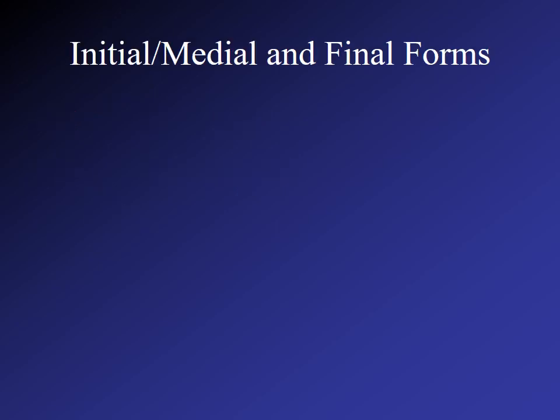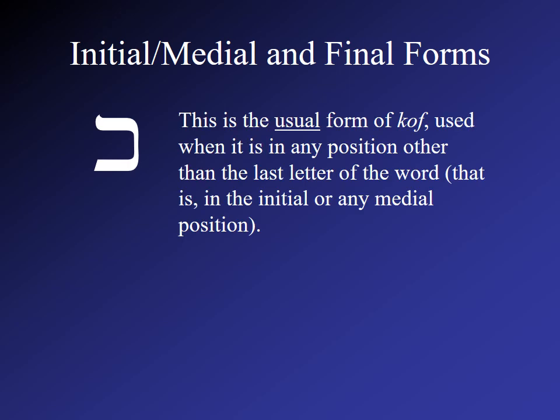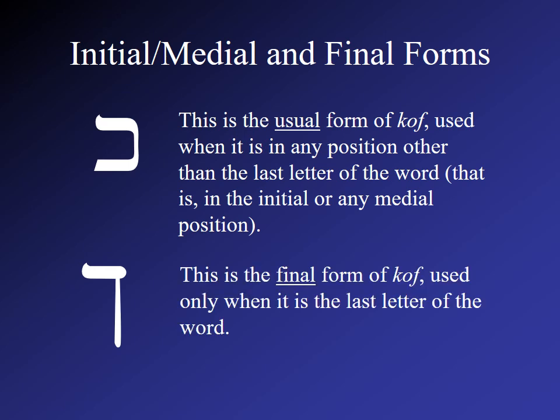This letter also has a final form. The initial or medial form of the letter looks like this, which we've just seen with the curvature. This is the usual form of kaf, used when it's in any position other than the last letter of the word. That is, in the initial or any medial position, but not in the final position. In the final position of a word, the kaf looks like this. This is the final form of kaf. It's used only when it is the last letter of the word.